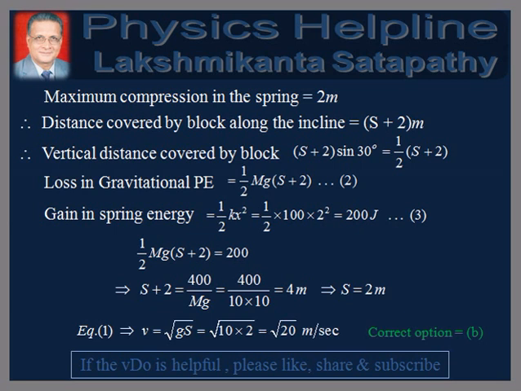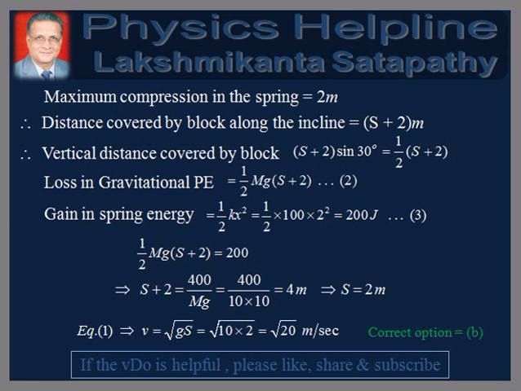Now, the maximum compression in the spring is equal to 2 meters. Therefore, total distance covered by the block along the incline is equal to S plus 2 meters. Therefore, vertical distance covered by the block is equal to S plus 2 into sin 30, which is equal to half into S plus 2. Therefore, loss in gravitational potential energy is equal to half mg into S plus 2.